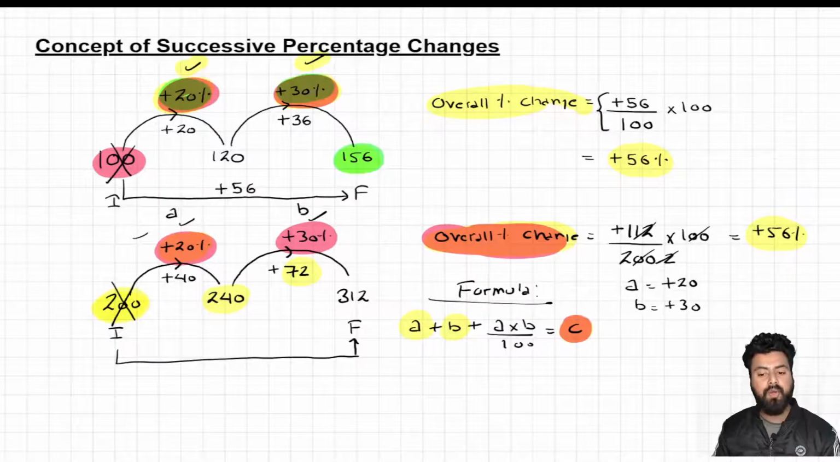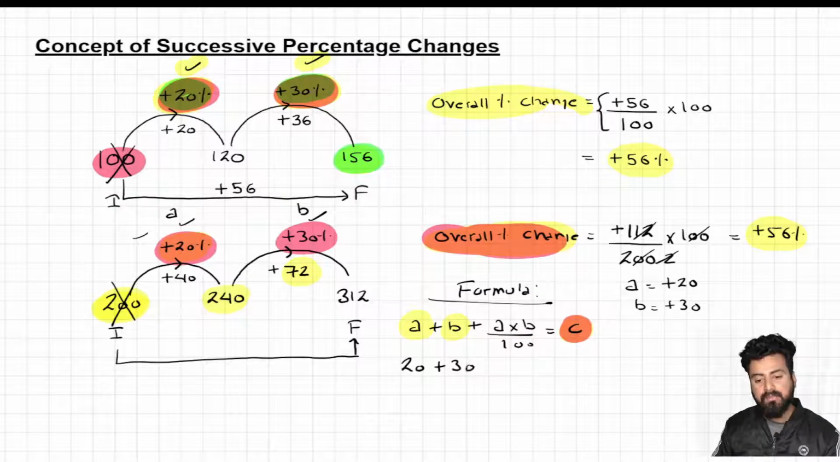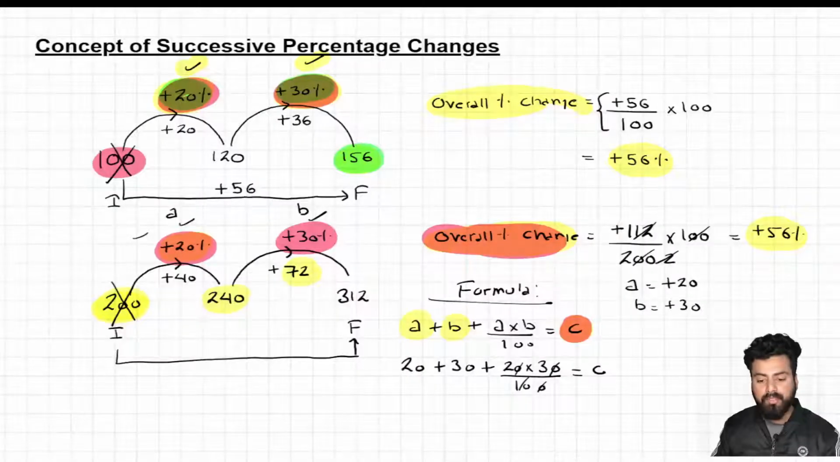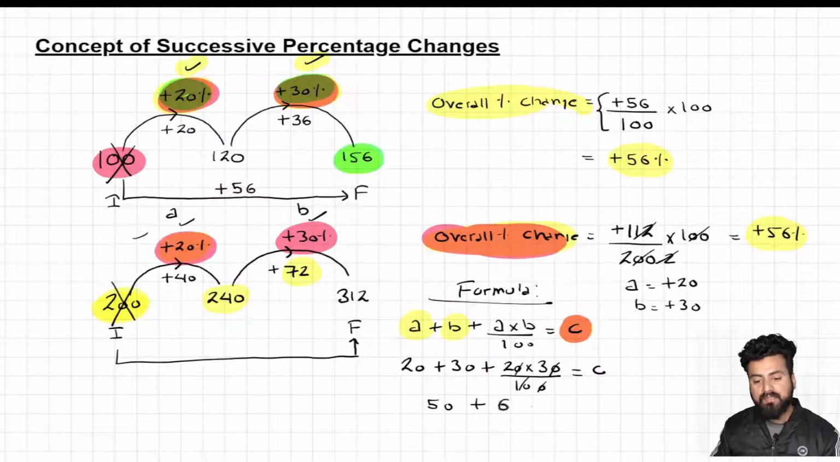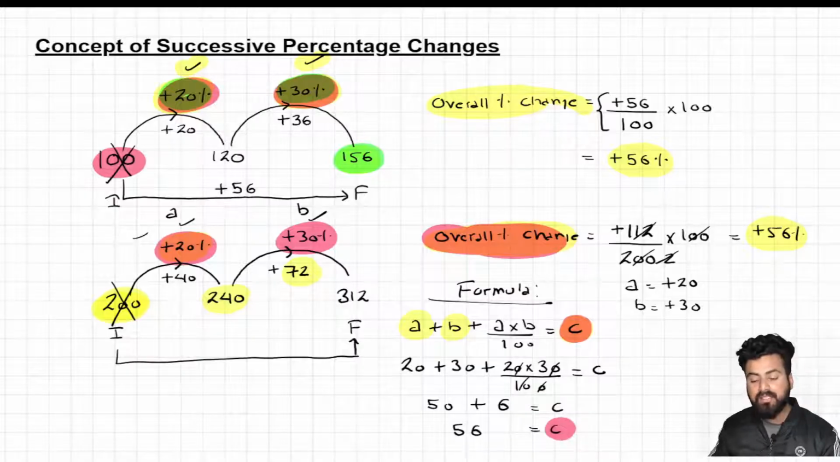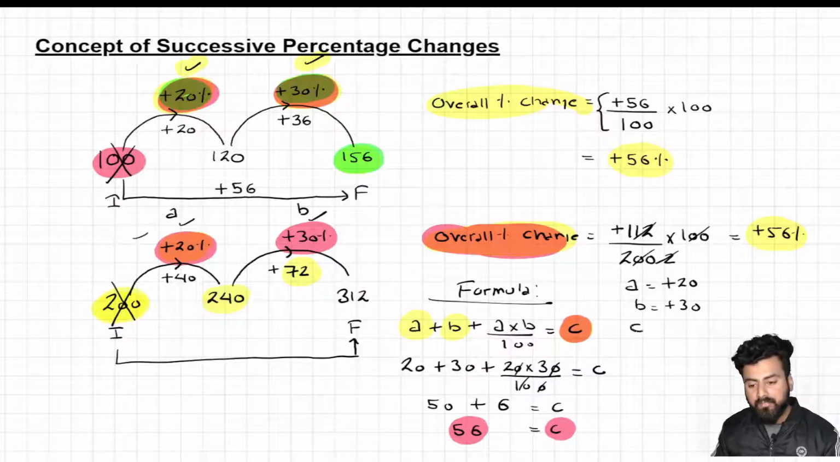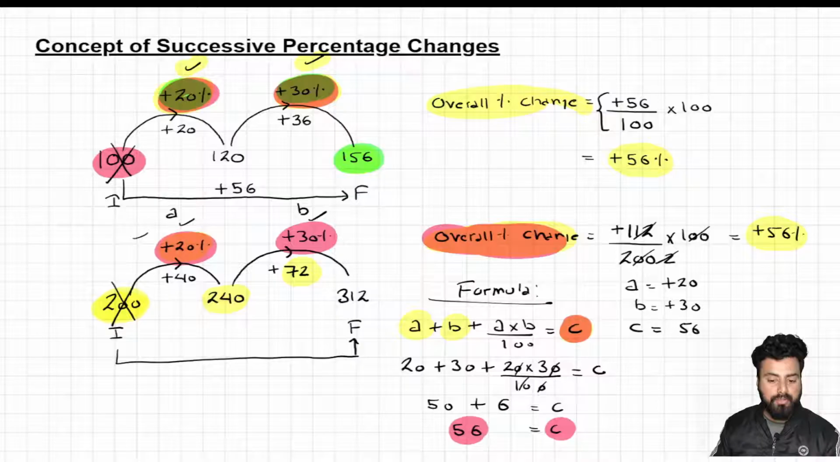Increase of 20% followed by an increase of 30%. So 20 plus 30 plus 20 into 30 divided by 100 equals C. Zeros will be removed. What is 20 plus 30? It's 50. Plus 2 into 3 is 6. So from here, you get to know that C is the answer of overall change. The answer of overall change is 56. So let me write down this value in this manner. Since no sign is mentioned, by default, you would use a positive sign.